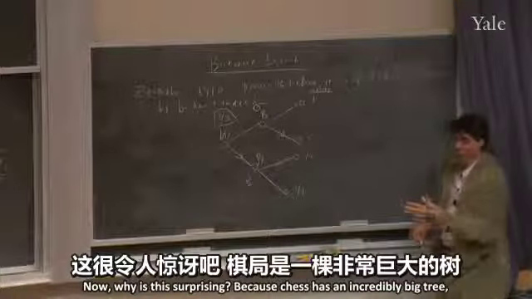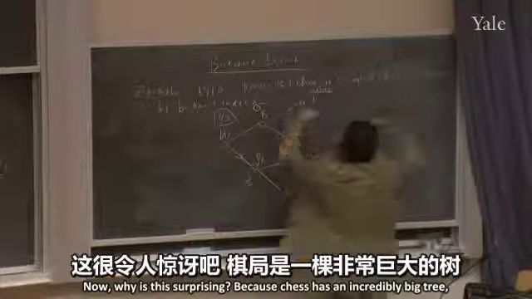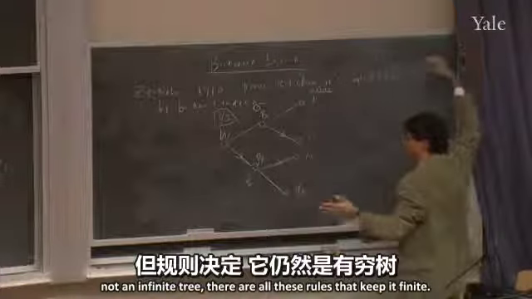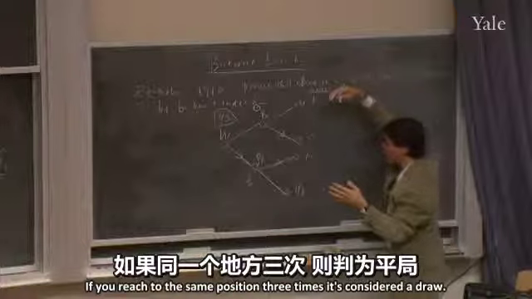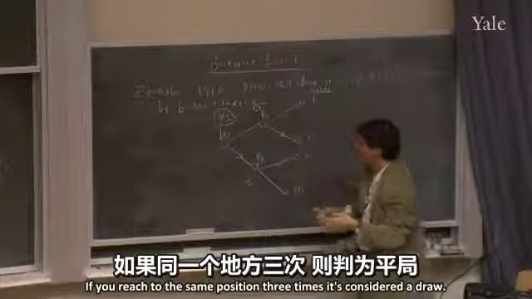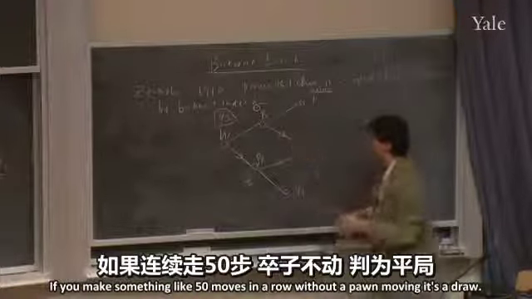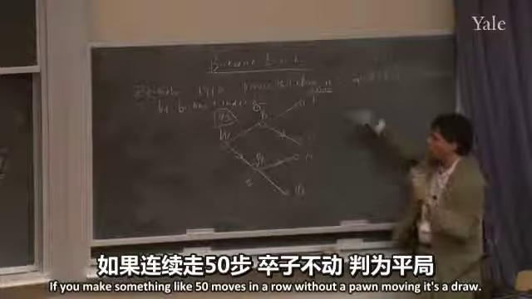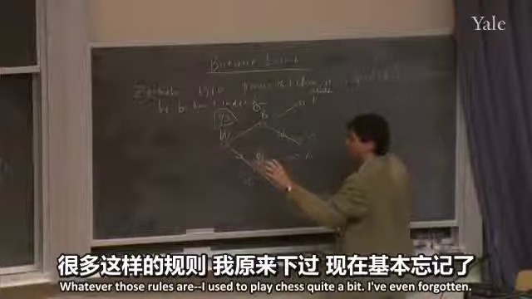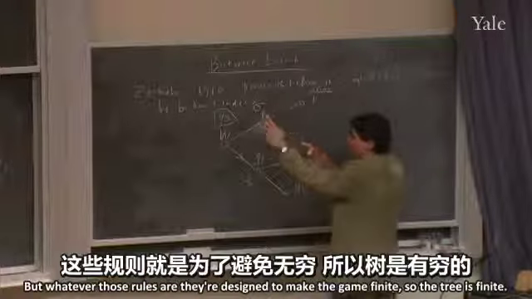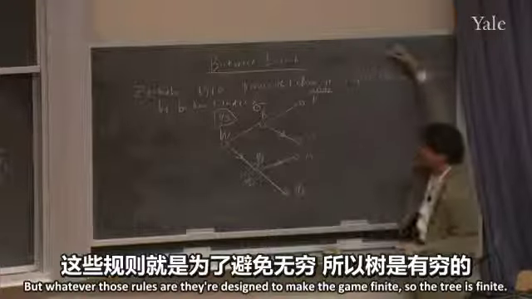Now why is this surprising? Because chess has an incredibly big tree, not an infinite tree. You know, there are all these rules that keep it finite. If you reach the same position 3 times, it's considered a draw. If you make something like 50 moves in a row without a pawn moving, it's a draw. Whatever those rules are, I used to play chess quite a bit, I've even forgotten. But whatever those rules are, they're designed to make the game finite. So the tree is finite.